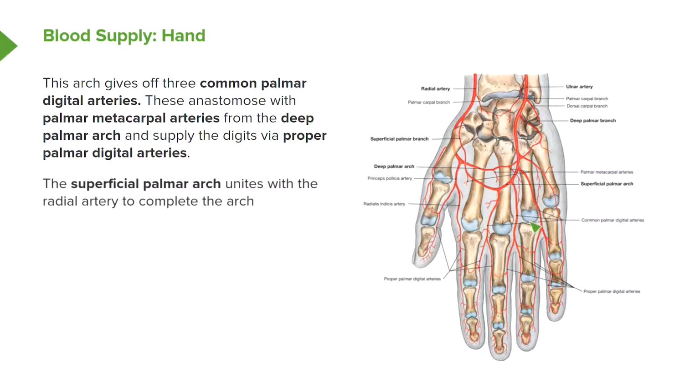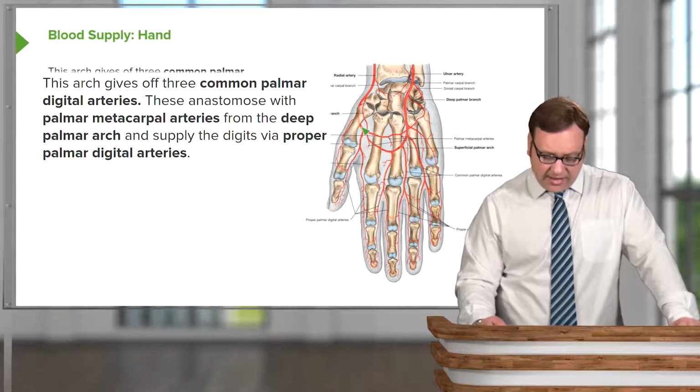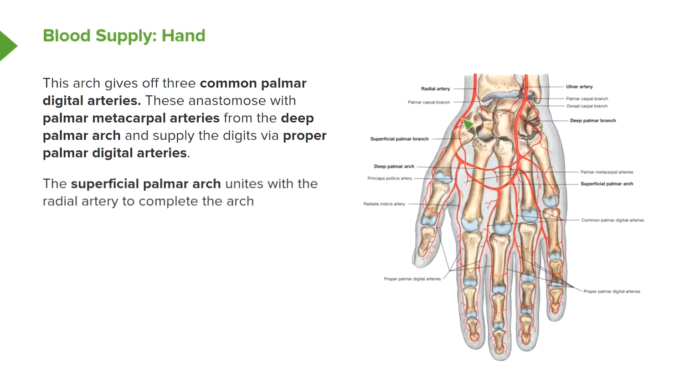Coming from the superficial palmar arch, we have three common palmar digital arteries. And these are going to anastomose with palmar metacarpal arteries arising from the deep palmar arch. And they go on to supply the digits via proper palmar digital arteries. So we can see these here. We've got our common palmar digital arteries, and they are going to give rise to these palmar digital arteries, as we can see here. And these are going to supply the tendons and the distal digits. The superficial palmar arch unites with the radial artery to complete the arch. Remember, that's done via this superficial palmar branch here.